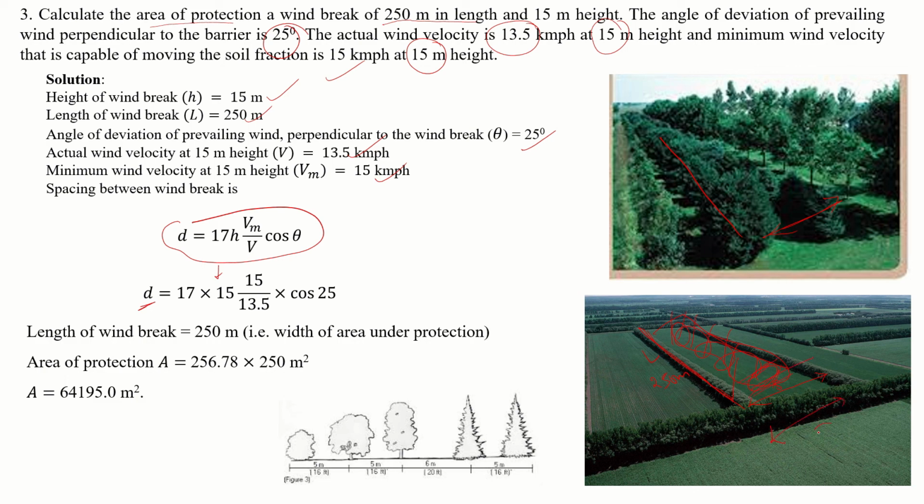Now you know the length of the shelter belt, that is 250 meter. Multiply 250 by the distance, 256.78, and you get the area. This is my area of protection. So how much area? 64,195 square meter area can be protected.